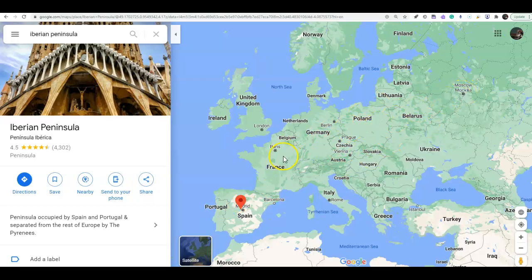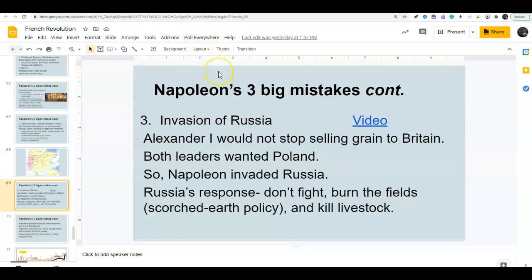Now, Russia and France both wanted this area right here, where present-day Poland is located. So what's going to happen is France is going to march this way, and France is going to invade Russia. Big mistake, don't do that.